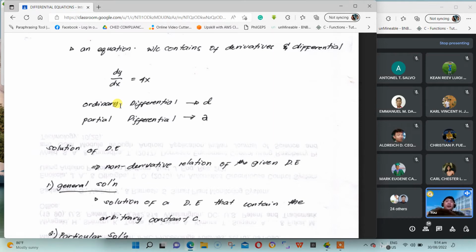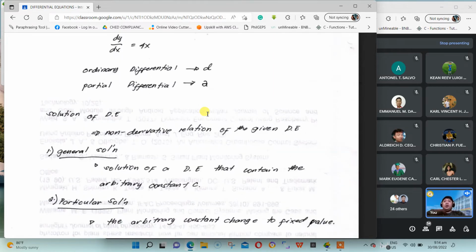If we say ordinary differential, most of our discussions are ordinary differential, and you will see the symbol for differential. For partial differential, you will have a symbol like the Greek letter delta. When I say solutions of differential equations, those are the non-derivative relations of the given differential equation. For those solutions, we have the general solution and the particular solution.